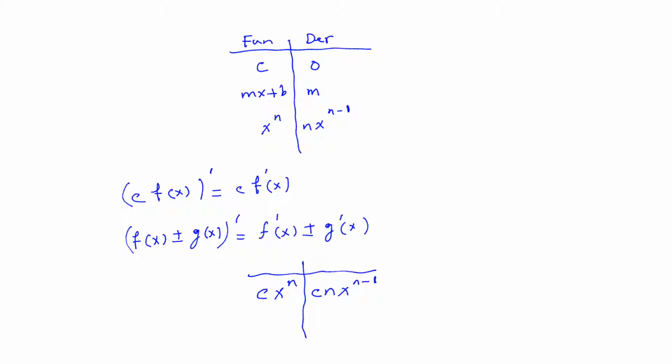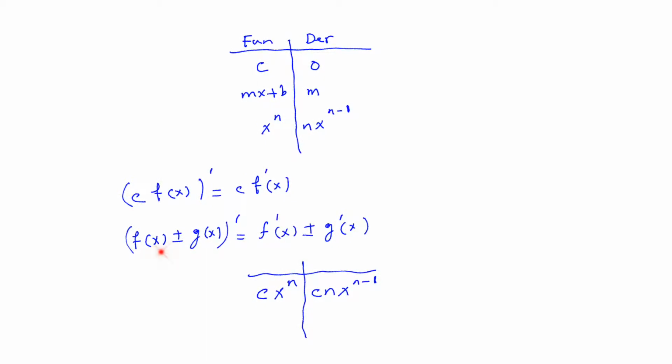In this lesson, we learned derivative of a constant is 0, derivative of mx plus b is m, derivative of x^n is n x^(n-1). Derivative of a constant times a function is constant times derivative of that function. This can be proved easily using the first principle and knowing that limit of a constant times a function is constant times limit of the function.